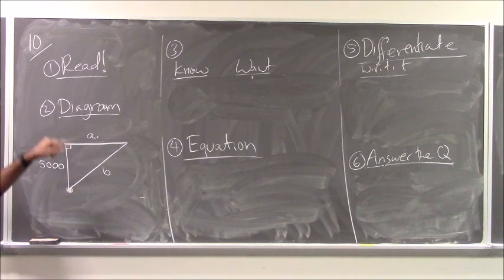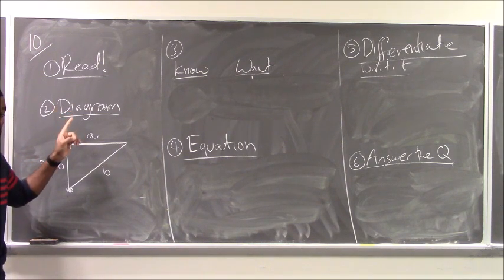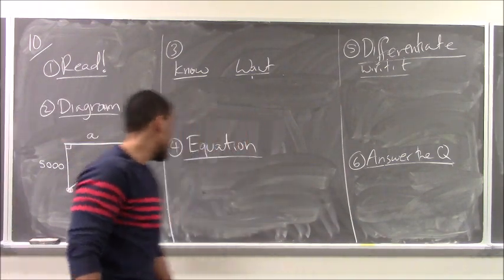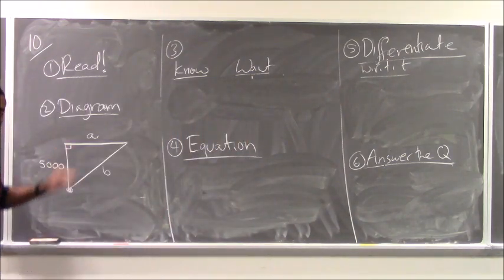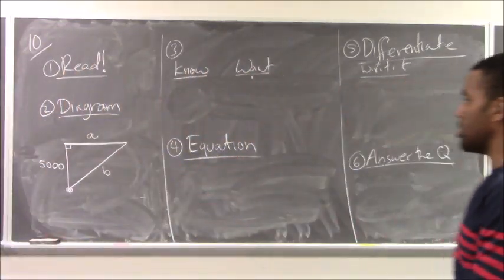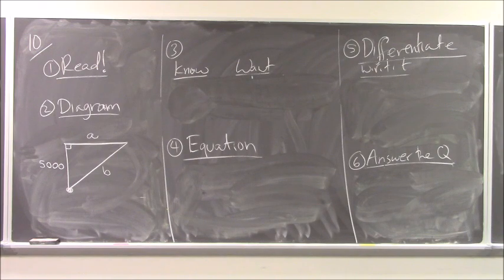Notice that as Superman is flying away, both A and B are increasing. So not only do I expect the rates mentioned to be positive, but I also expect the answer to the question to be a positive rate as well. So all that goes into me thinking about my diagram. I'm going to plug in that constant because it's constant altitude. So that is the diagram.